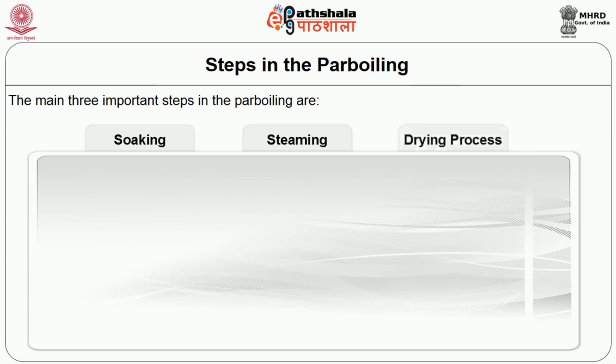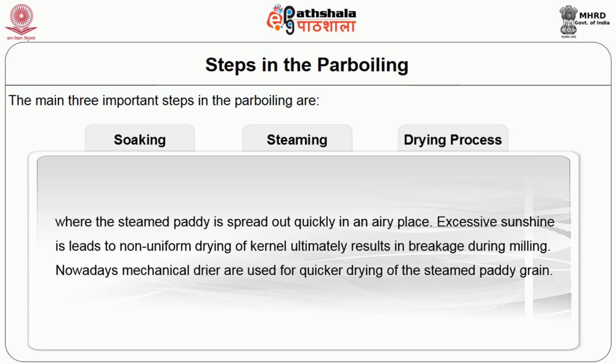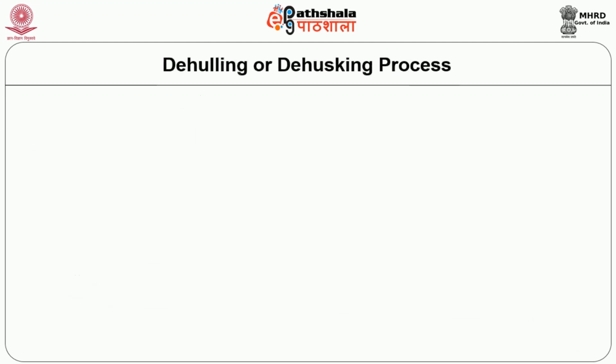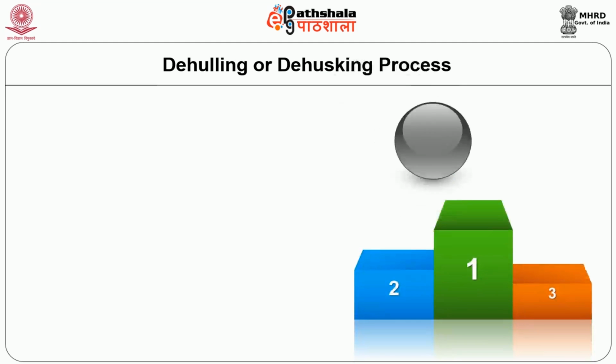The final step in parboiling is the drying process, where the steamed paddy is spread out quickly in an airy place. Excessive sunshine will lead to non-uniform drying of the kernel, ultimately resulting in breakage during milling. Nowadays, mechanical dryers are used for quicker drying of steamed paddy grain. Let us now discuss the dehulling or dehusking process.